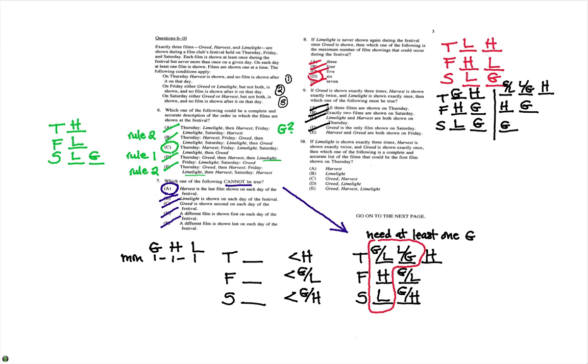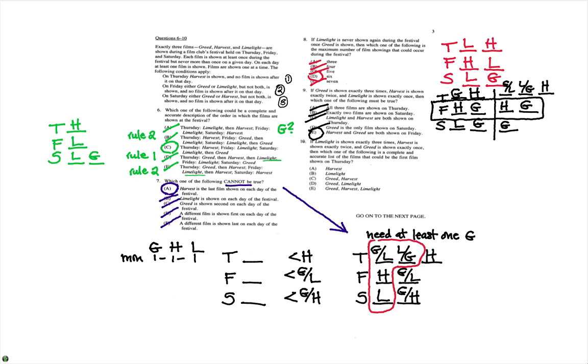So B does not have to be true. B would be eliminated, bringing us, by process of elimination, to E. Greed and harvest are both shown on Friday. And you notice that must be true, as in both scenarios we have both harvest and greed shown on Friday. So E must be true, and it is the correct answer.